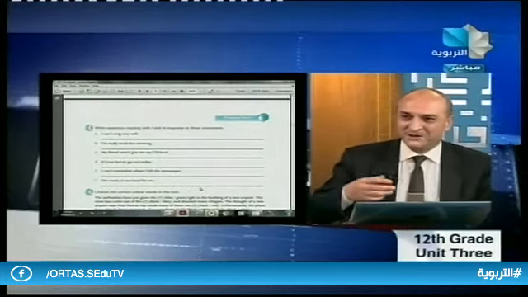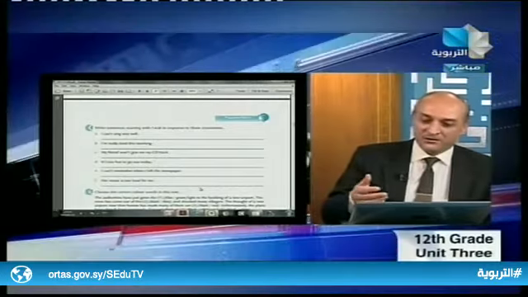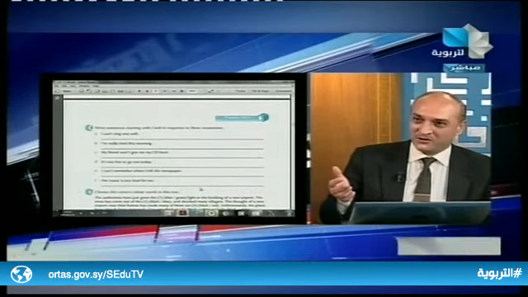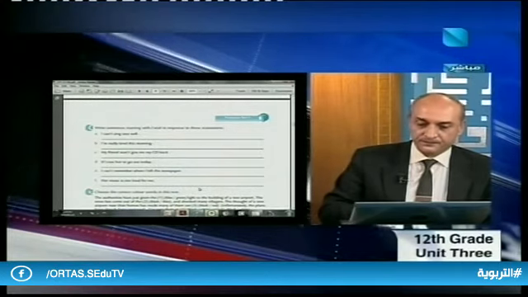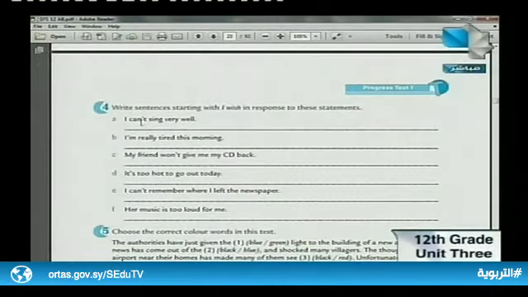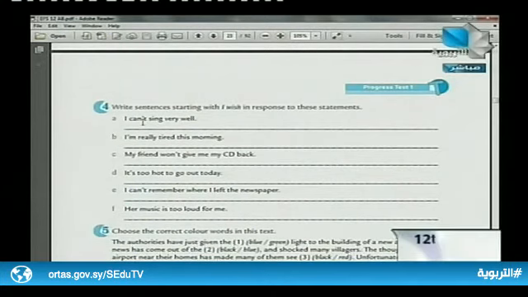The last exercise is exercise 4, about wish again. It is on page 21. Write sentences starting with I wish in response to these statements. I feel that we have done all the exercises about wish. I can't sing very well. I wish I could sing so well, or I could sing better. Yes, you're right.